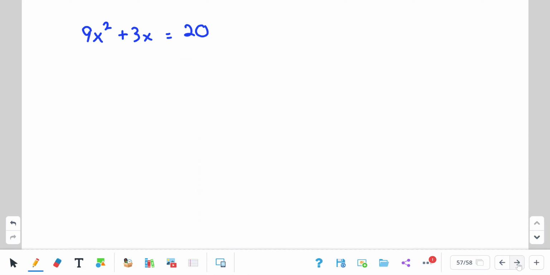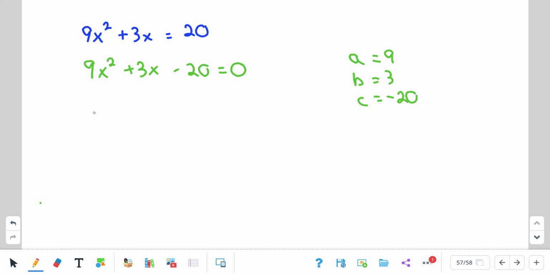Okay. On the next one over here, remember I said that you needed to have a 0 over here. Well, we don't have a 0 over here, so we'll get one. We'll get rid of that 20 by subtracting it to the other side. So I'll have 9x squared plus 3x, and I'll subtract 20 from each side, so I get negative 20 over here on the left and 0 on the right. Okay, and then I'll identify, sometimes I actually write them over here. I'll say a is 9, b is 3, and c is negative 20. Okay, so here we go. From the formula, x equals negative b, so we've got 3, so negative 3. Whoops.